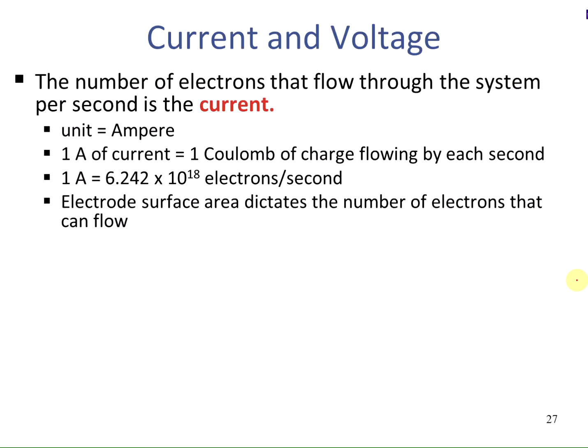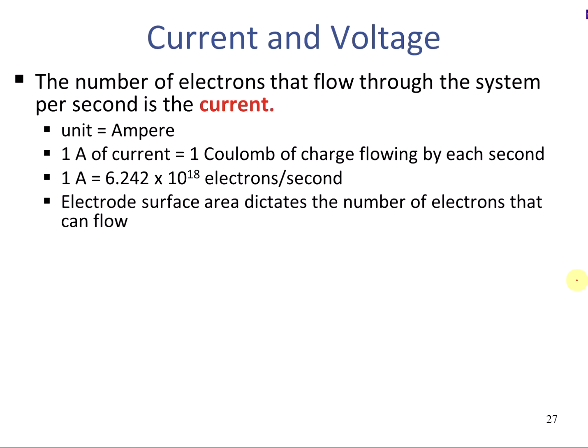Now, as we start to use some of the terms like current, we also wanted to define what current is and what voltage is. The number of electrons that flow through the system per second is the current. And the unit for that is the ampere. And 1 amp of current is 1 coulomb of charge flowing by each second. And 1 amp is equal to 6.242 times 10 to the 18th electrons per second.